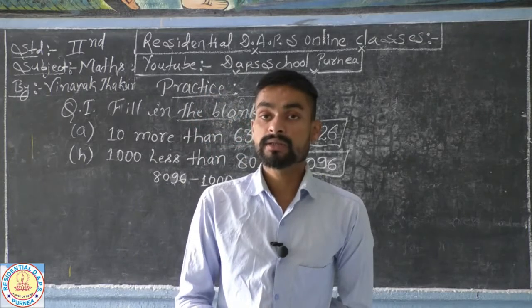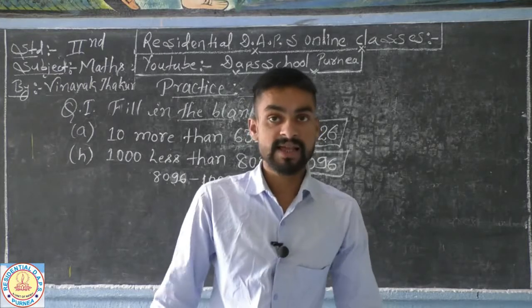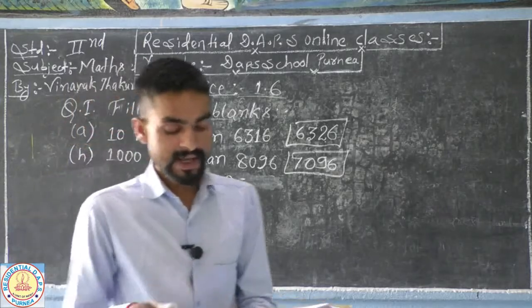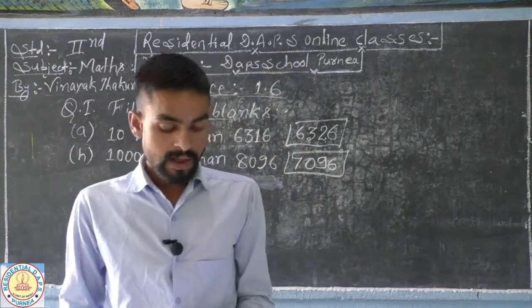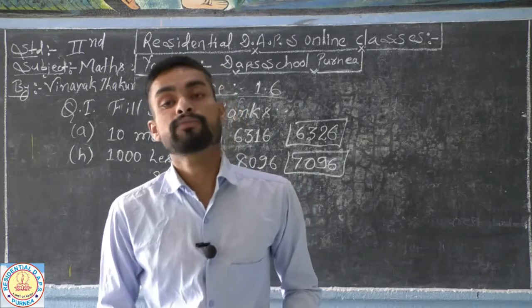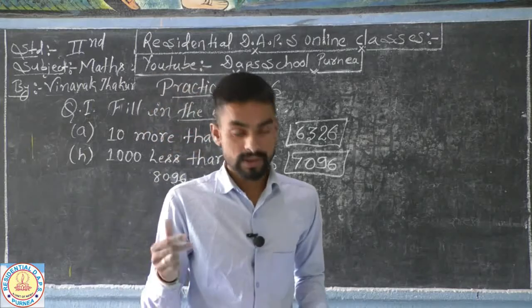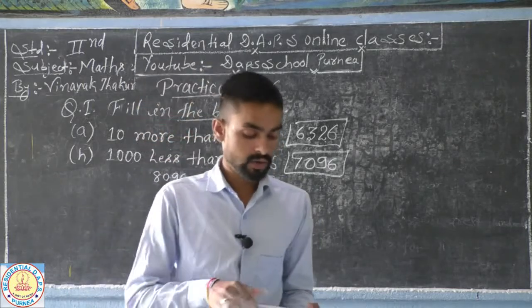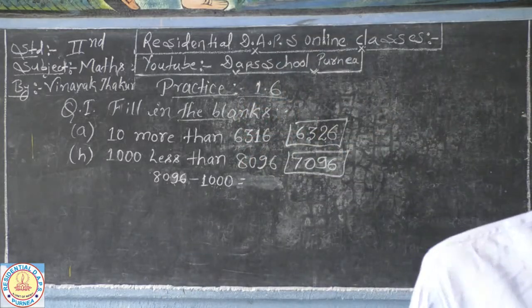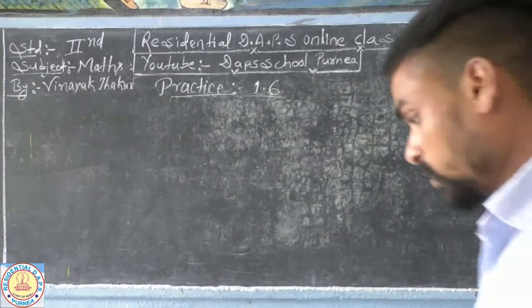And the numbers that cannot be counted in pairs or cannot be divisible by 2 are odd. So this is your second question's answer: you have to color the portions of even numbers with red color, and the odd numbers with green color. So guys, go for it and solve all those questions in your chapter 1.6. I'm going for the next practice.